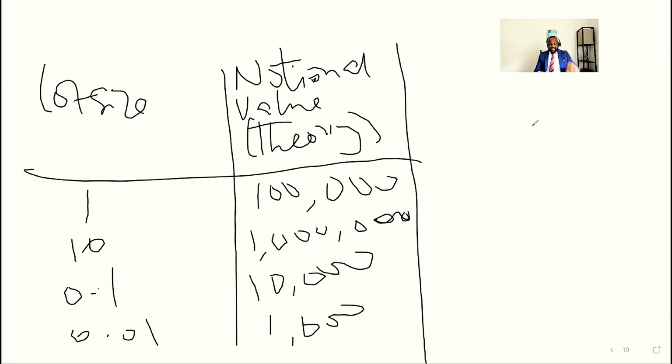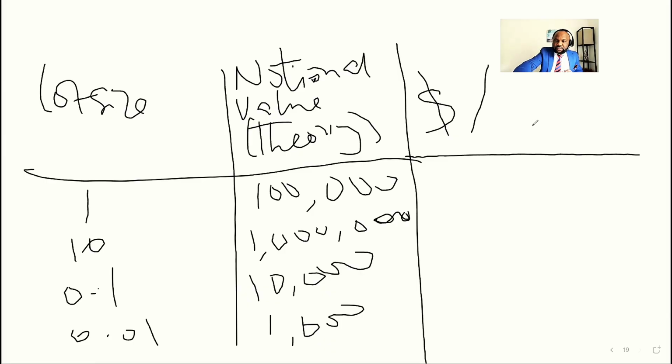Okay, the final thing I want to tell you is how much money. I'm going to use a typical example of Euro USD. I don't want to bore you with how the value is gotten. So this is the dollar value for every 1 point made or every 1 point lost.